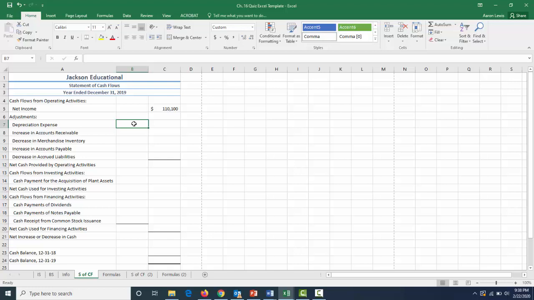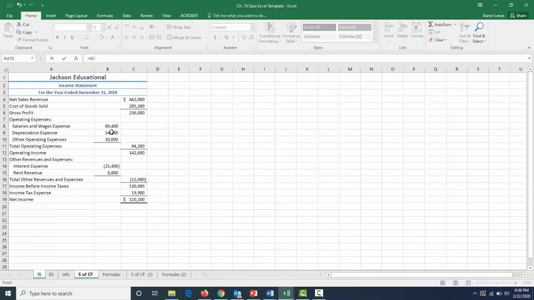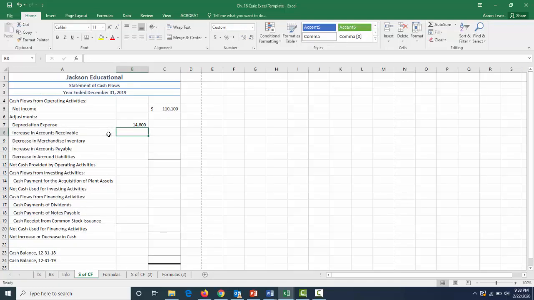And to do that, the first thing we need to do is add back in our depreciation expense, because depreciation is a non-cash expense. So if we go to our income statement, we can locate our depreciation expense right here. It was $14,800. Let's add that back in to Jackson Educational's statement of cash flows.